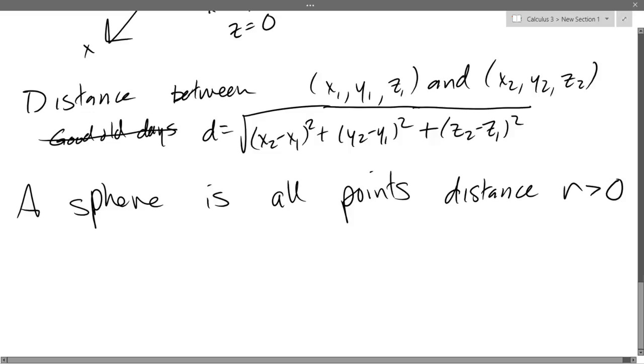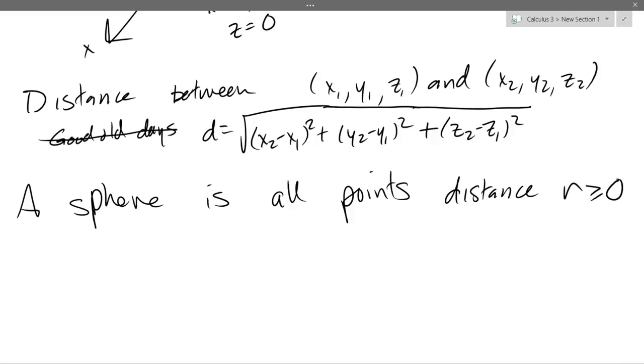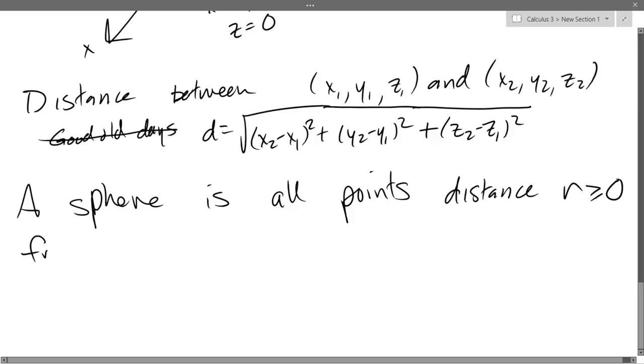Better not have a zero or a negative radius. So you know, positive radius, or well, you could go with zero. The sphere would just be a single point. We call it the degenerate case, where it doesn't really have sphere properties. It doesn't have an inside. A sphere is all points distance r from the center.